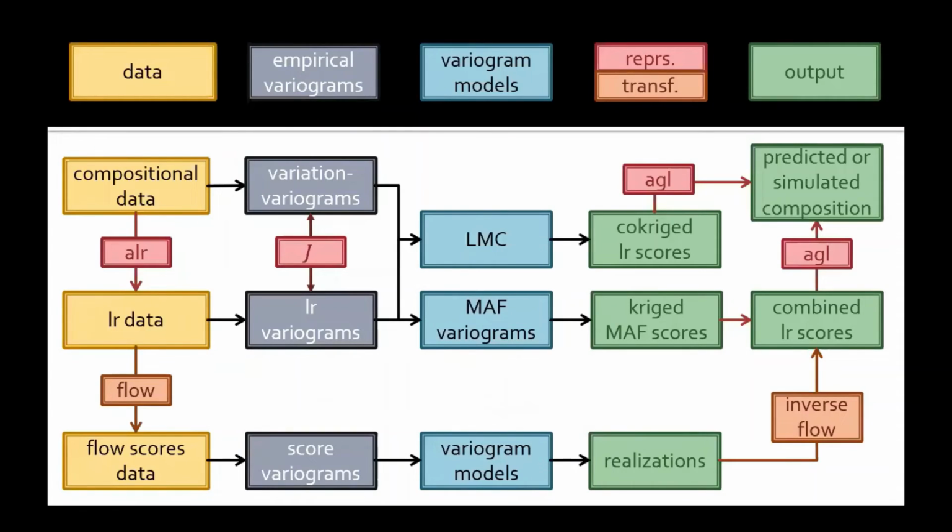So first of all, here is a workflow. That workflow basically just summarizes what needs to be done in order to get to a nice geostatistical result in the end. Not going to talk about that, but essentially you have five steps: data, empirical variograms, variograms, and output. And you either move this way or this way, or you go all the way down to your simulation models.